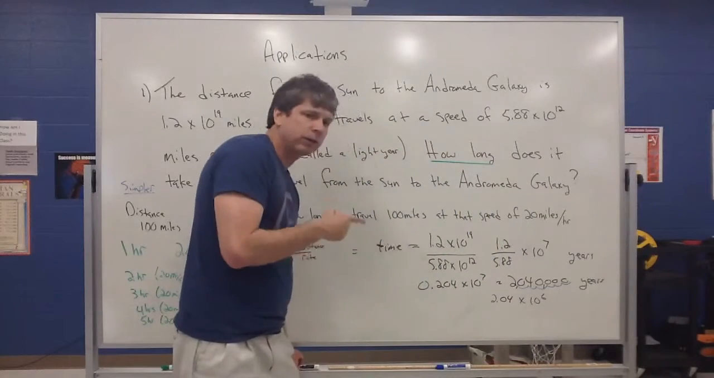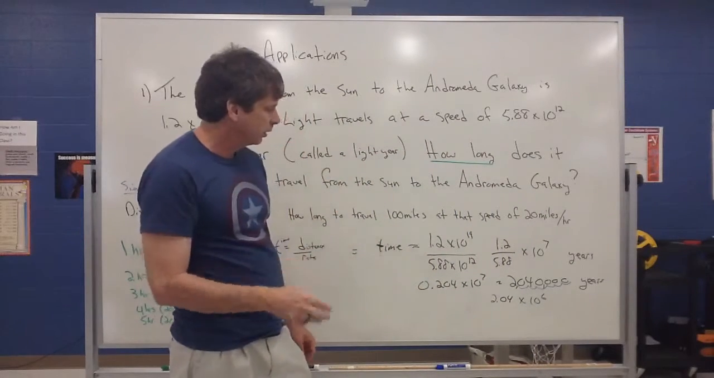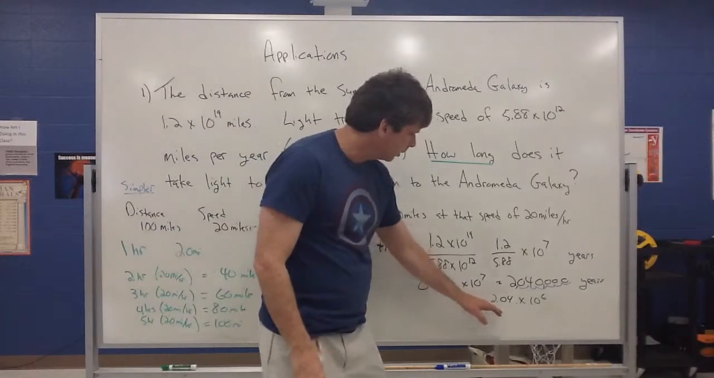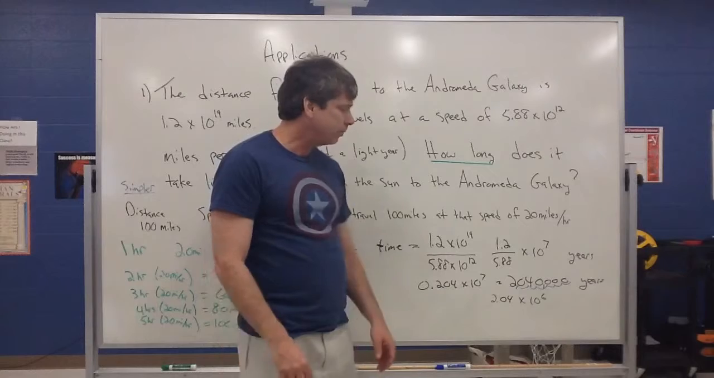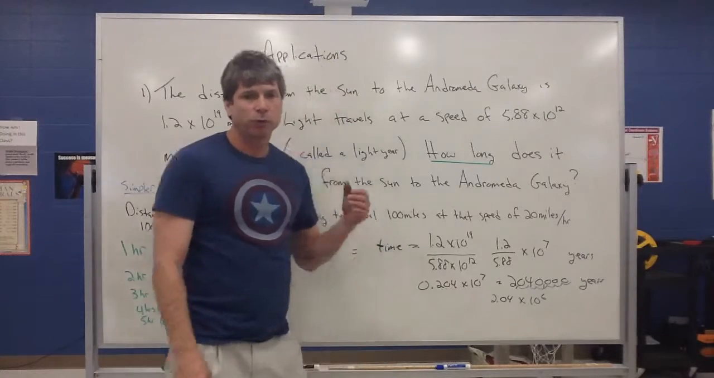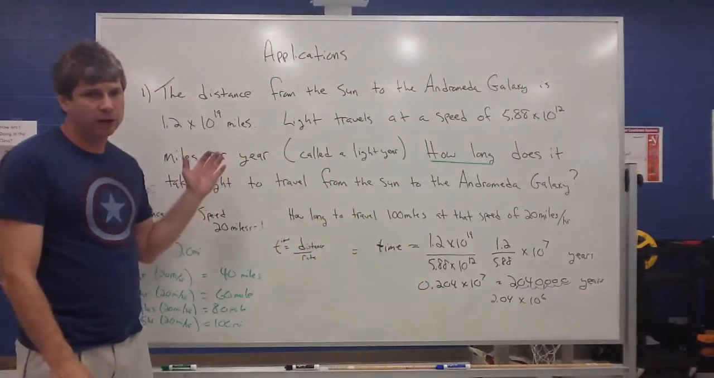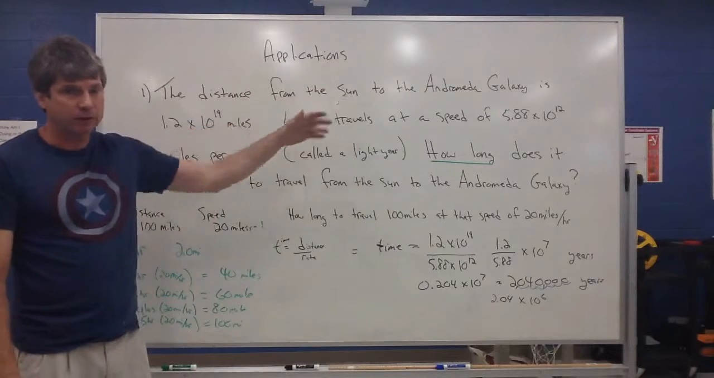Since I lost all those decimal places, I got to put that 10 to the 6th in there to put that balance back out. So 2.04 times 10 to the 6th, that's how many years it would take for the light to get from the sun to the Andromeda Galaxy.